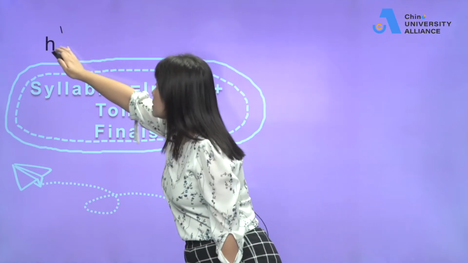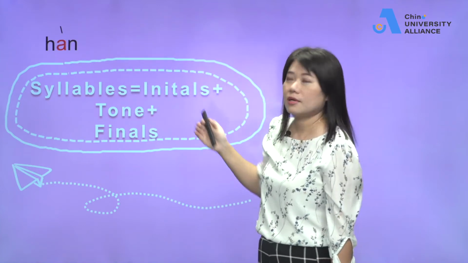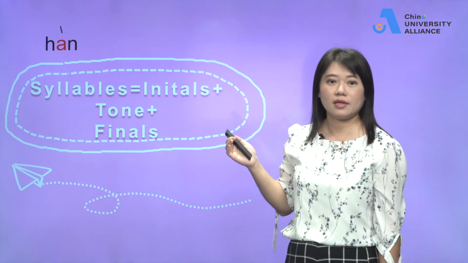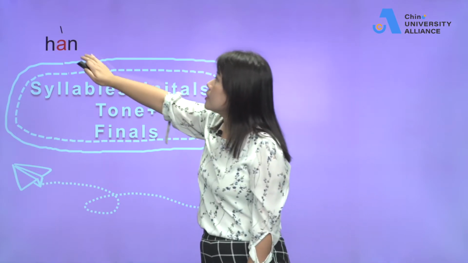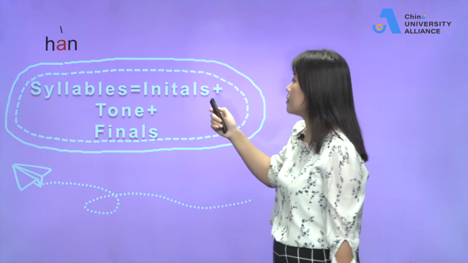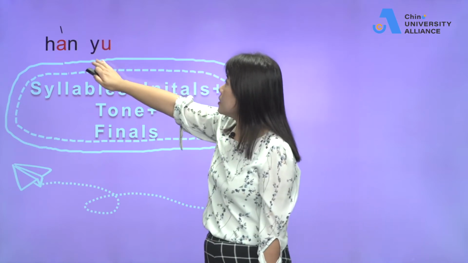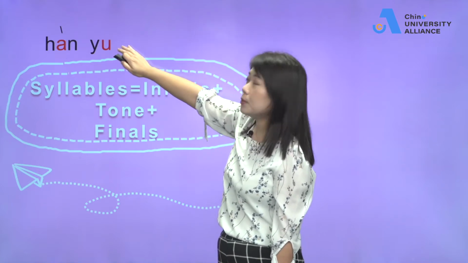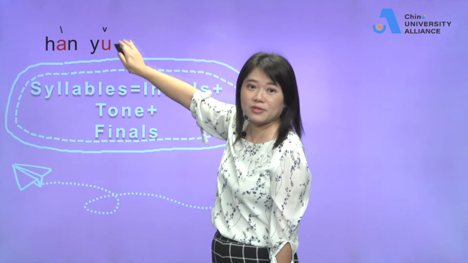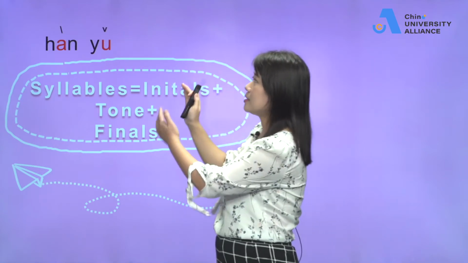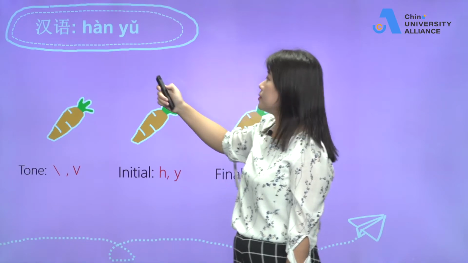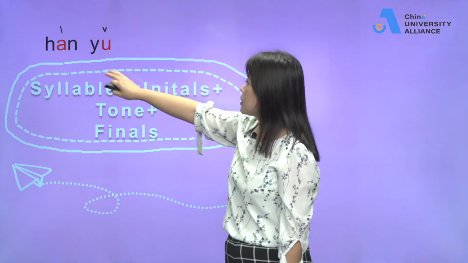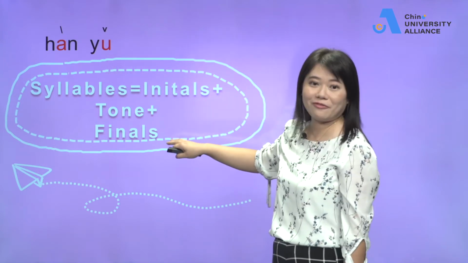And we can see a tone here. That's the 4th tone. And here is the finals. Finals is similar to vowels in English spelling. So here is Han. And here is another initial, Y, and another final, u. The tone is the 3rd tone, Yu. So they combine together is Han Yu. That's the format. The syllables combined by initials, tones, and finals.